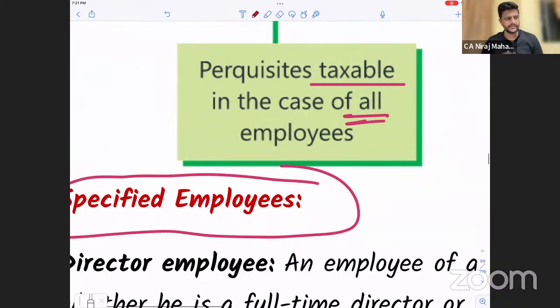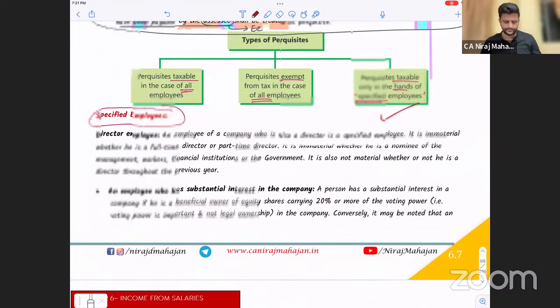But if the servant is hired by the employee and paid by the employer, it is taxable for all the employees, specified as well as non-specified.